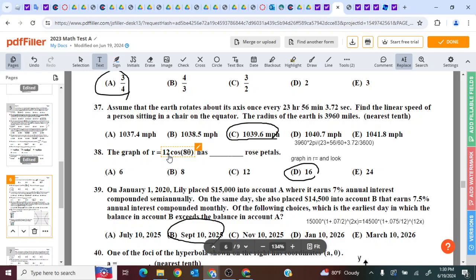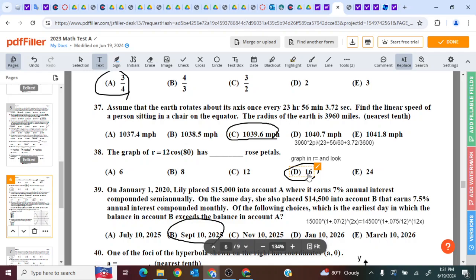38, pretty simple. Just put it into go to polar. If you don't know how to do that, go to mode, function turned to polar, and then put in that equation right there. If you do that, you can map out the number of petals, and you'll see that there are 16 petals in the equation.